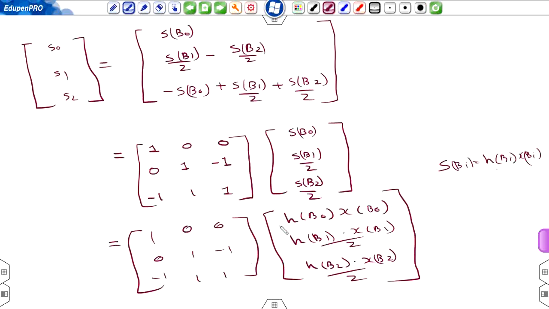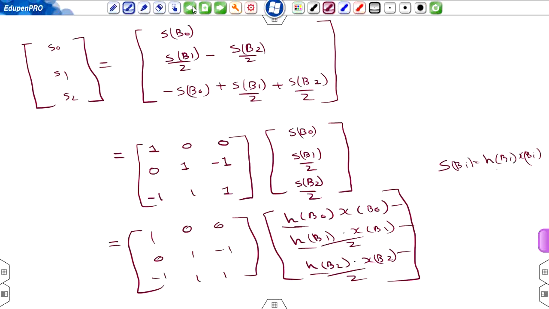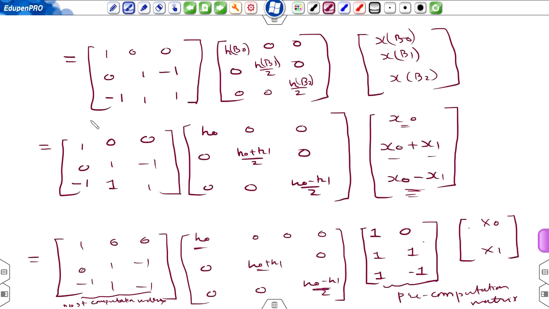Okay, so at this point, H of beta 0, beta 1, beta 2 is pre-computed. Pre-computation matrix has calculated the values of X of beta 0, X of beta 1, X of beta 2. Now we can multiply these two values, and at last we have to achieve this expression. Okay, so that will be done by this post computation matrix.